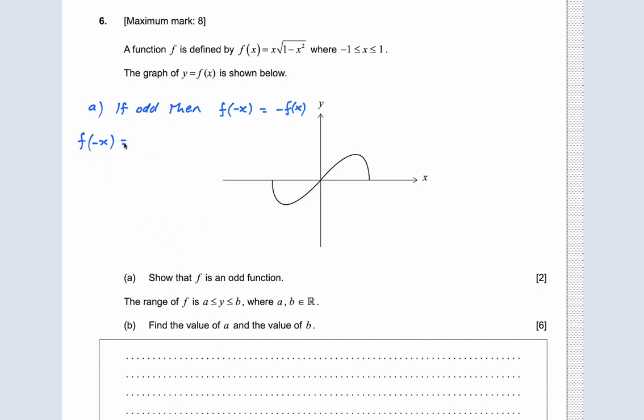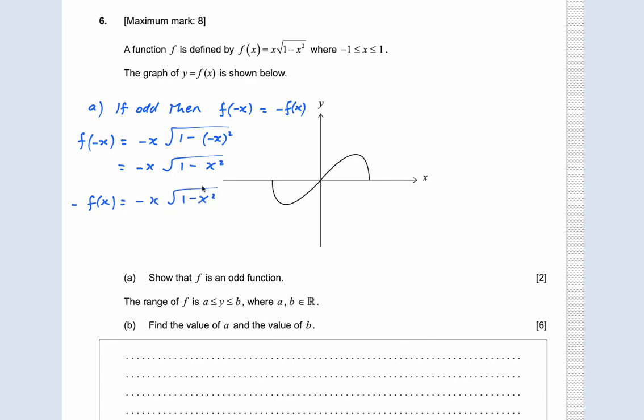So f of minus x, if we sub minus x in here, we get minus x times the square root of 1 minus x squared. So I'm changing x into minus x. But this is equal to minus x times the square root of 1 minus x squared, because minus x times minus x is plus. So that gives us minus plus x squared, if you like. Fine. And then minus f of x is just minus this, which is minus x times the square root of 1 minus x squared.